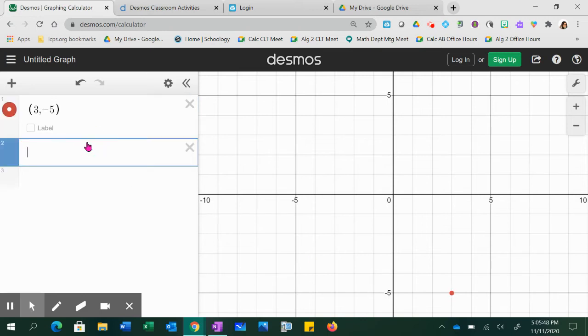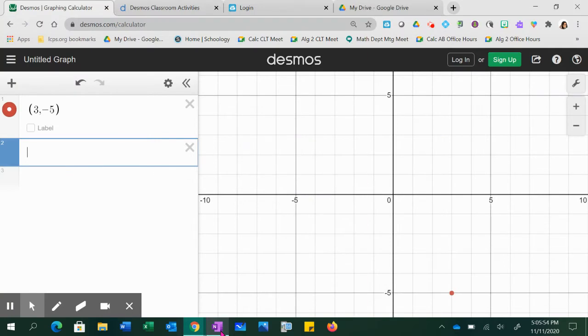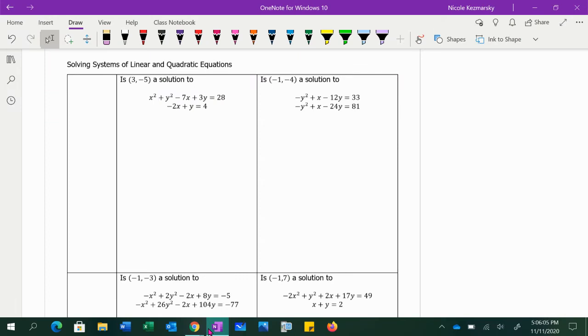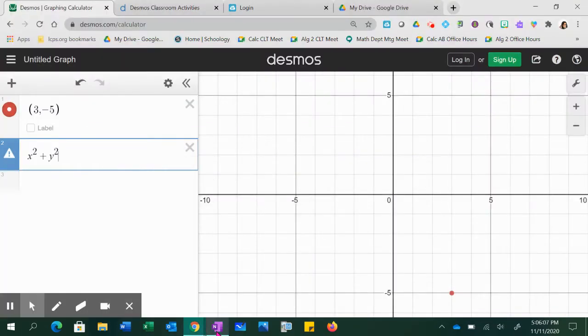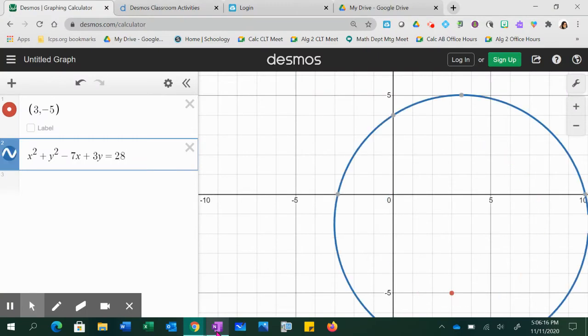Then I'm going to go ahead and type in the 2 equations that we have for our first example. So x squared plus y squared minus 7x plus 3y, and that equals 28. So there we go. We have our nice big circle.